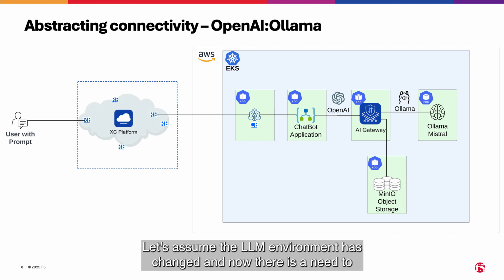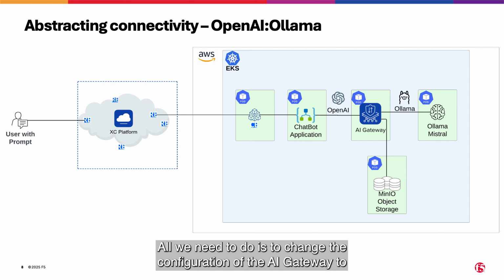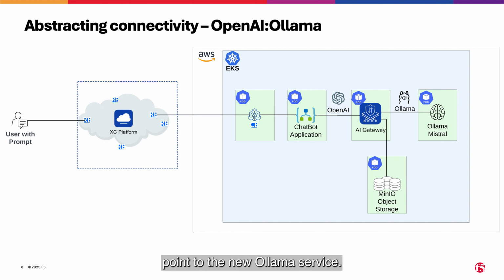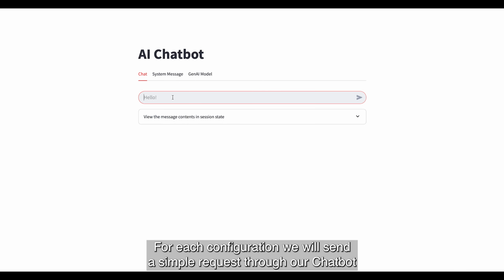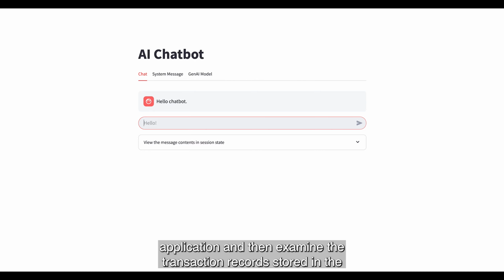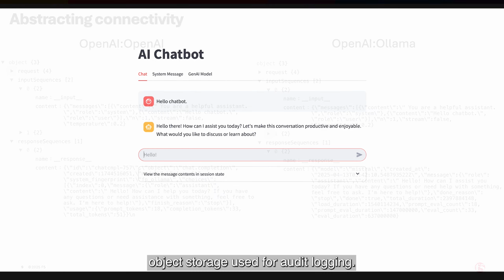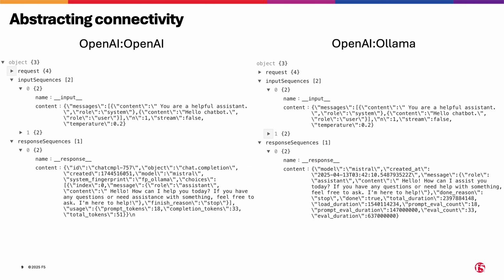Let's assume the LLM environment has changed and now there's a need to connect to the downstream LLM through the Ollama API spec rather than the OpenAI one. All we need to do is to change the configuration of the AI Gateway to point to the new Ollama service. For each configuration, we will send a simple request through our chatbot application and then examine the transaction records stored in the object storage used for audit logging.